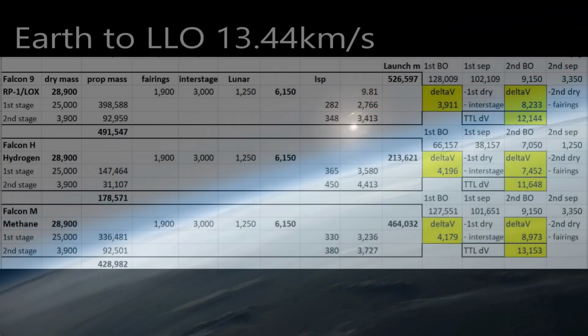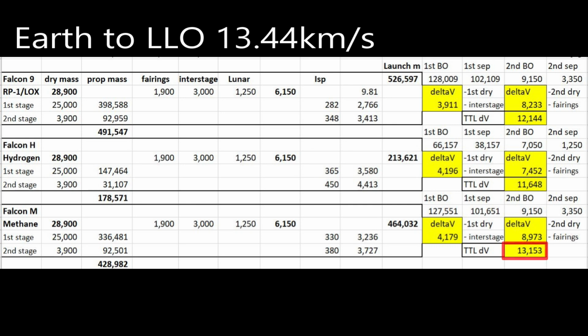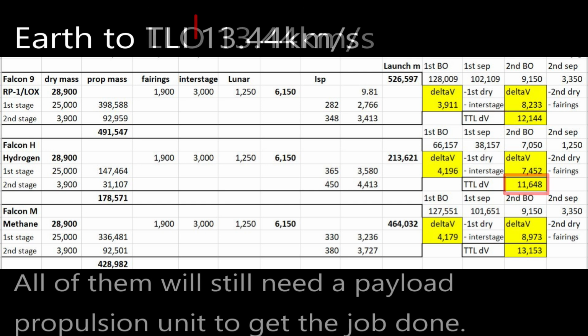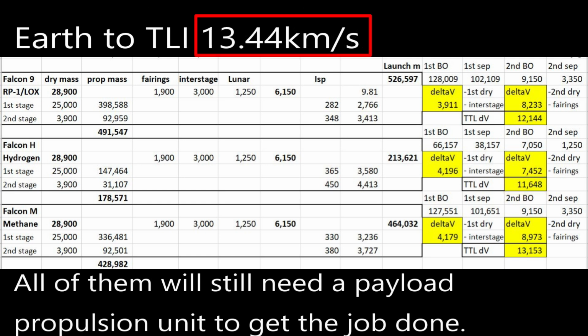We see that using the Falcon 9 design, the best performance is from methane. The second best is RP1, and coming in last is the fuel with the highest efficiency, hydrogen. This exercise can help us understand why seemingly inefficient propellants like RP1 are still good to use.